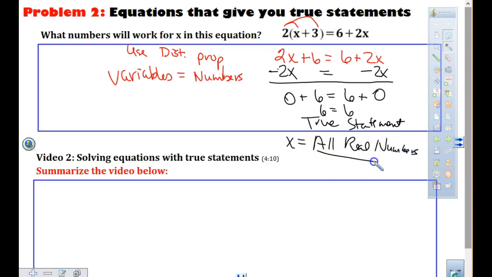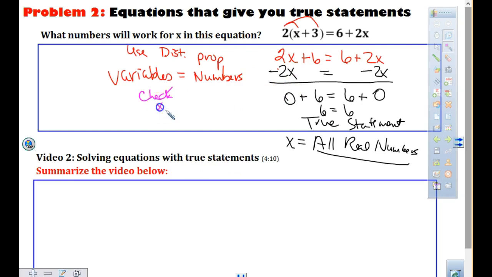Which means x could be 0, it could be 1, it could be negative 1, it could be negative 500, it could be a positive 5,000, right? What's the easiest one to check? Check 0. And if it works, you might want to check another number, and it should work. And if you wanted to, you don't have to write it down, but maybe you check a third one.